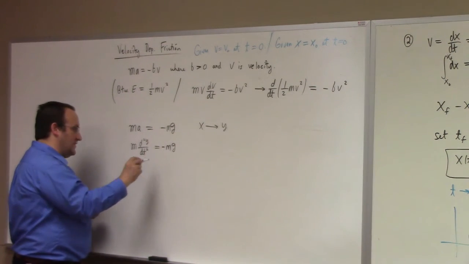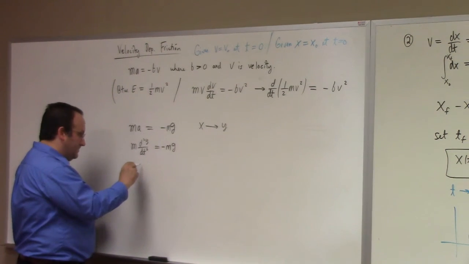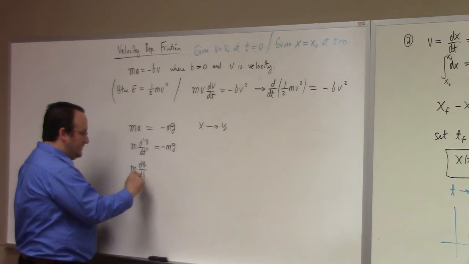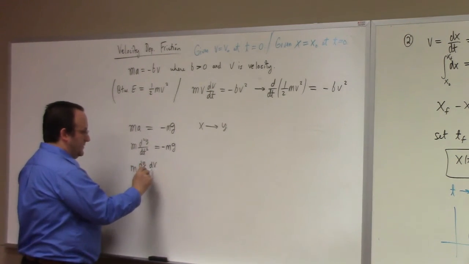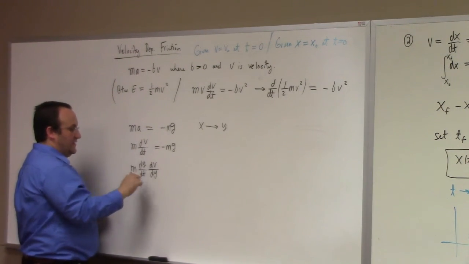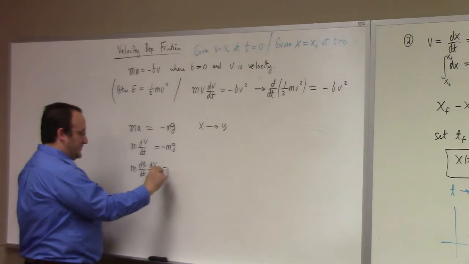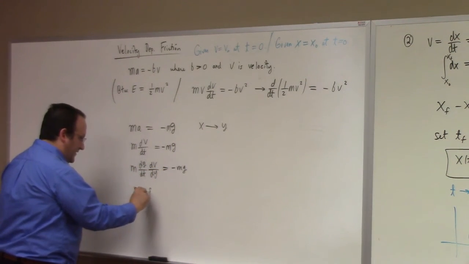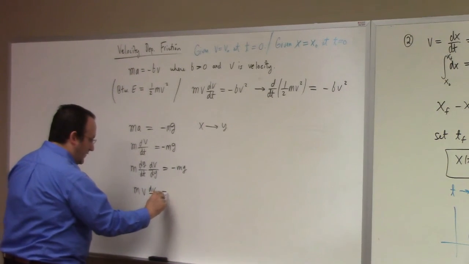So if I do dy dt, dv dy, let me trade this back for dv dt. So dy dt, dv dy equals minus mg. That gives me m v dv dy equals minus mg.